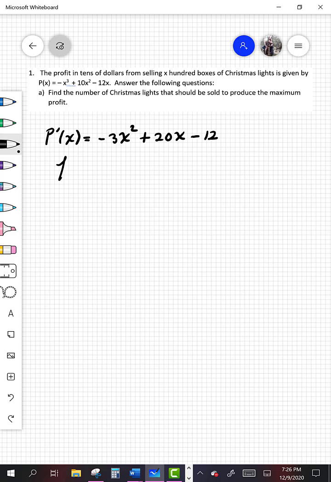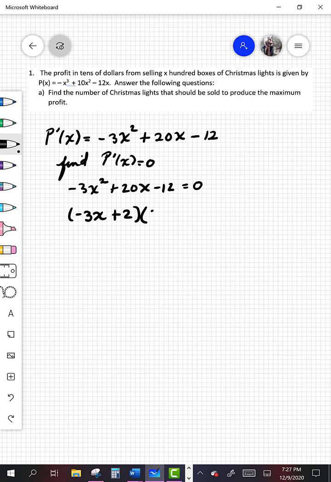So we want to find when P'(x) is equal to 0. So I'm looking at when -3x^2 + 20x - 12 equals 0. This actually factors as (-3x + 2)(x - 6) = 0. If you didn't see that, then you could use the quadratic formula or use the AC method to factor.